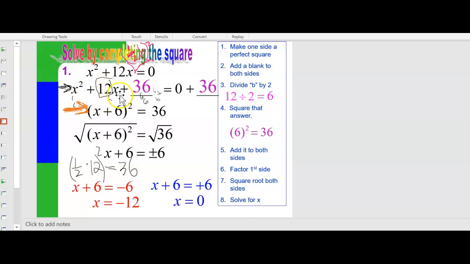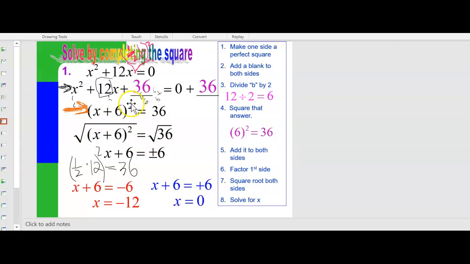Okay, this is how you get it. You create a single number to make a three-term trinomial and do the same on the other side. How are you going to create the single number? It is 1/2 of b squared. So now you have this perfect square, you can just keep solving it.